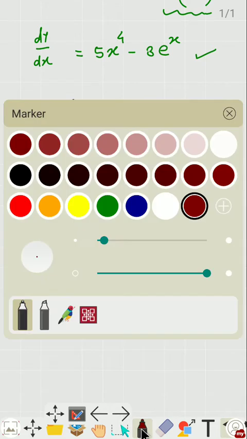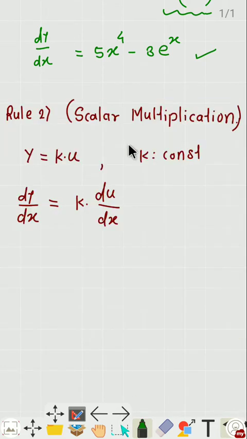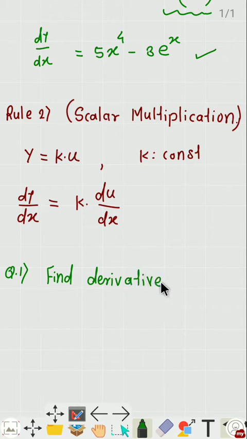Now based on this, let us take two problems. Write down question number 1. Find the derivative of the function y is equal to, suppose my scalar is 8 and the function is x raised to the power 6.